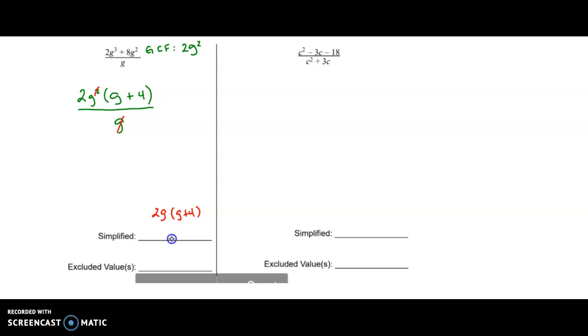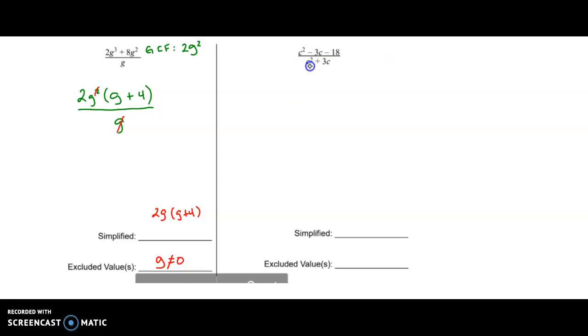Now if you want, you can write it over 1, or you could just leave it like this. Okay. For the excluded value, if you look at the original denominator of g, right, what can g not equal? g cannot equal 0. Right, so when it's just the variable by itself.